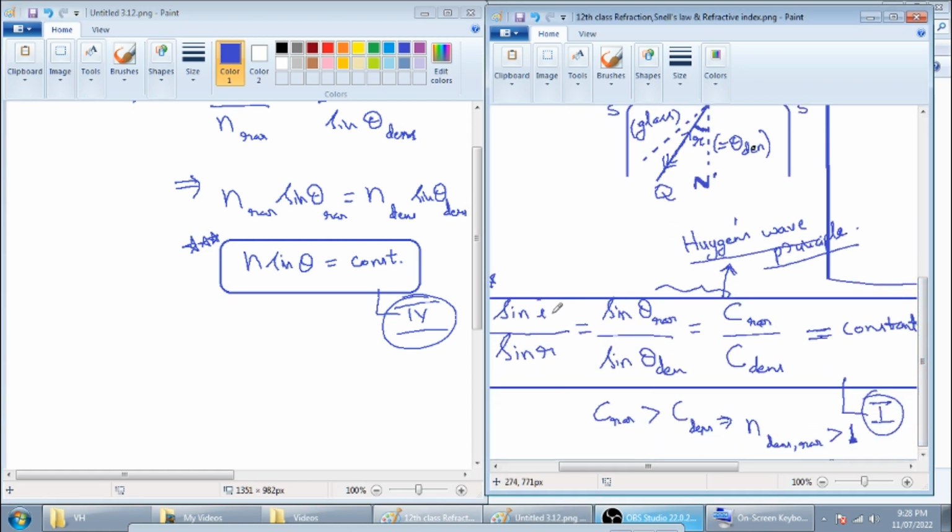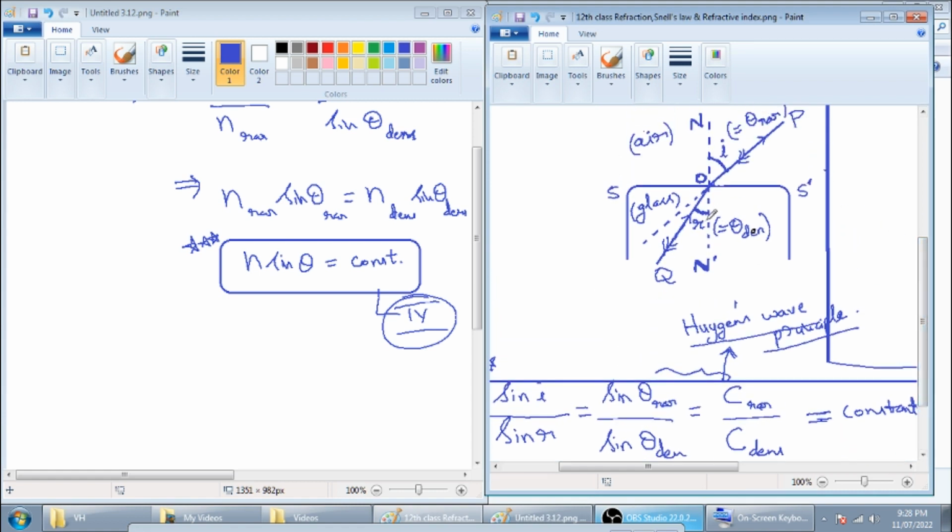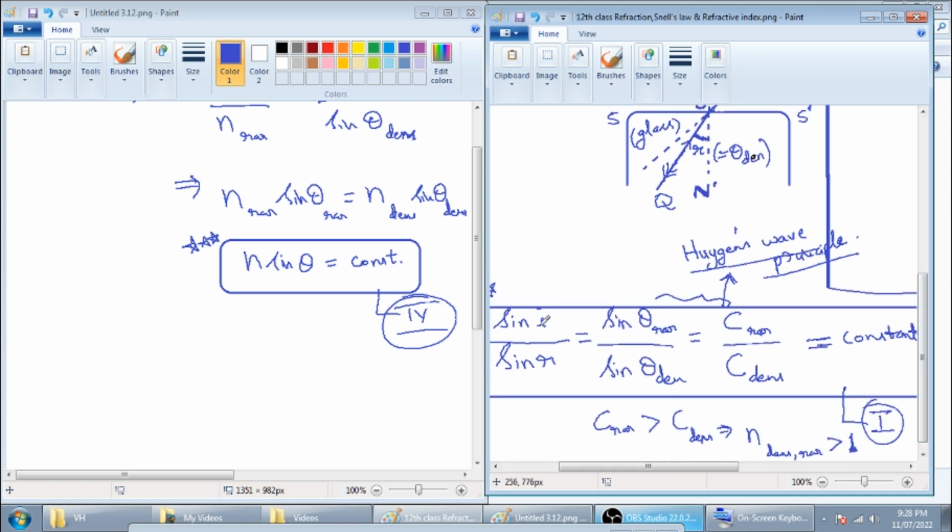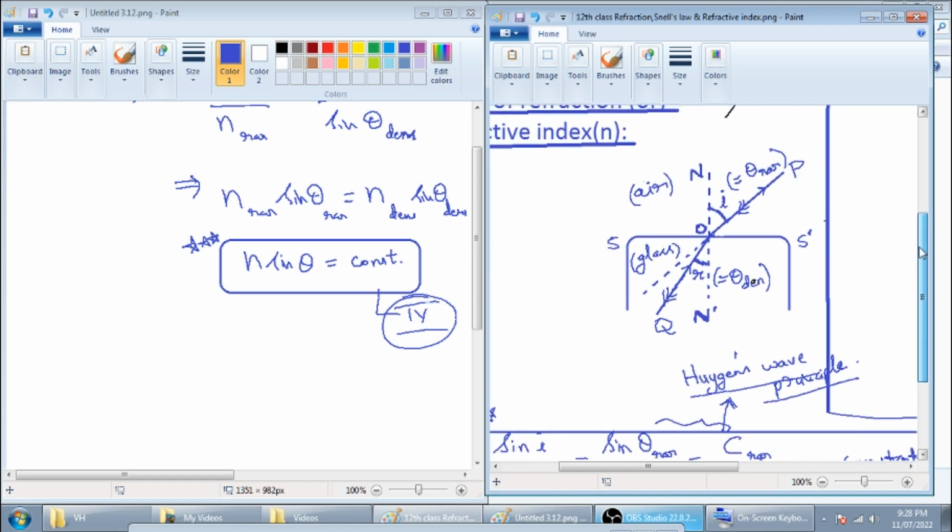So for the reverse path, if we take this as the angle of incidence, this will become I, this will become R. So that need not be taken. If that is taken, again what happens is that in the same form Snell's law can't be used. So which is the angle of incidence, which is the angle of refraction, all that is not important.